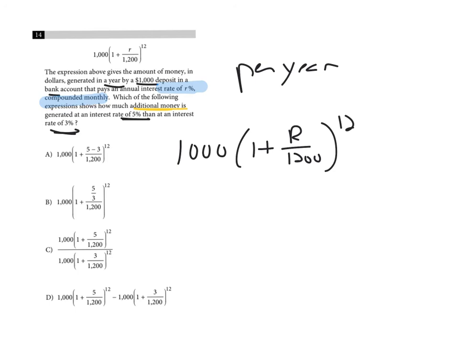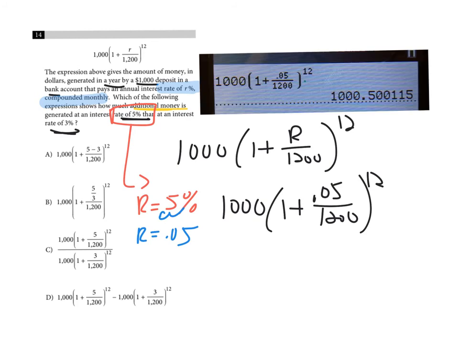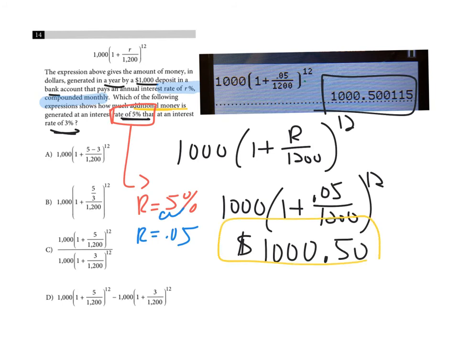So here's what I'm going to do. First, I'm going to figure out the interest earned when the rate is 5%. So when the rate is 5%, I'm going to convert that to a decimal, so R is 0.05. Here I'm going to have 1,000 times (1 plus 0.05 over 1,200) raised to the 12th power. So it looks like if your interest rate is 5%, the amount of money you have at the end of the year is $1,000 and, to the nearest cent, 50 cents. So that's how much money is earned if the interest rate is 5%.